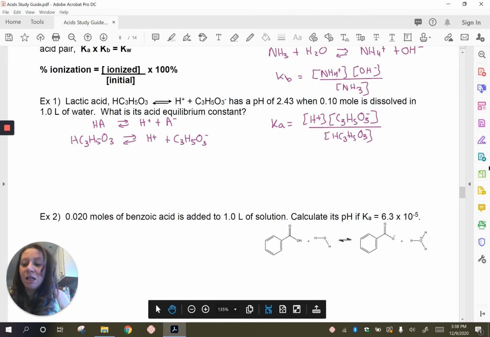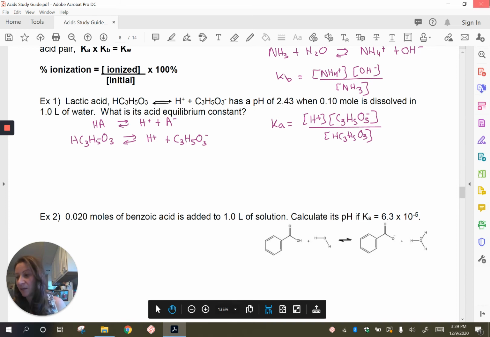Okay, so I'm solving for Ka, and since it's the equilibrium constant, I need equilibrium concentrations. There's no mention of the equilibrium concentration of the H plus or the acetate. It does tell me about the lactic acid, 10th molar in 1 liter, but this is the initial concentration, not the equilibrium concentration. Initially I had 10th molar, but some of it turned into ions. So I don't know at equilibrium what those concentrations are.